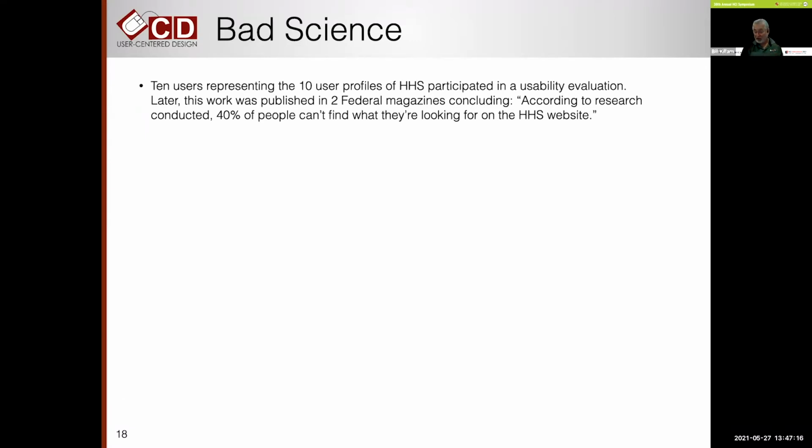Now that's a quantitative conclusion to a study that can't possibly conclude that off of 10 people, each one being a unique person from a unique audience. So you can't make these jumps and assumptions. And in fact, it's kind of interesting that they went for the negative and not said, well, hey, 60% of people can find what they're looking for.